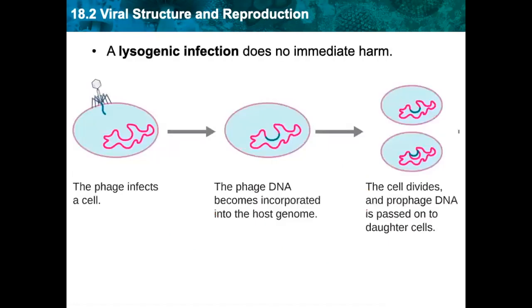The other kind of infection type is lysogenic. And with this kind, the cells don't burst. So there's no immediate harm to the cell, which means that you could have a virus in your body for years and you wouldn't be sick from it. It wouldn't be harming you.